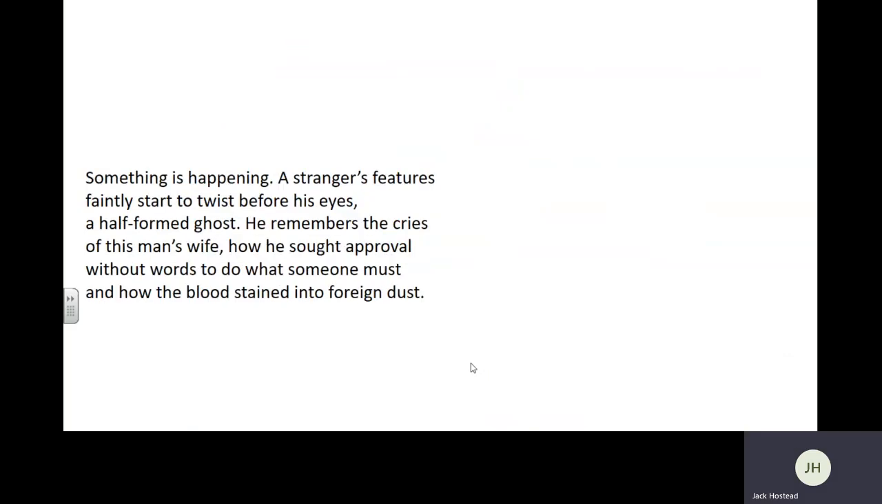"Something is happening. A stranger's features faintly start to twist before his eyes, a half-formed ghost." So here, if we look at it literally, the photo is developing. It's slowly coming together on the page, on the photograph. So literally, it looks like a ghost as this photo is developing. But we can look at it figuratively as well. Perhaps the person in this photo is very close to death, maybe not quite gone yet, and therefore being a half-formed ghost, which is quite haunting in itself, actually.